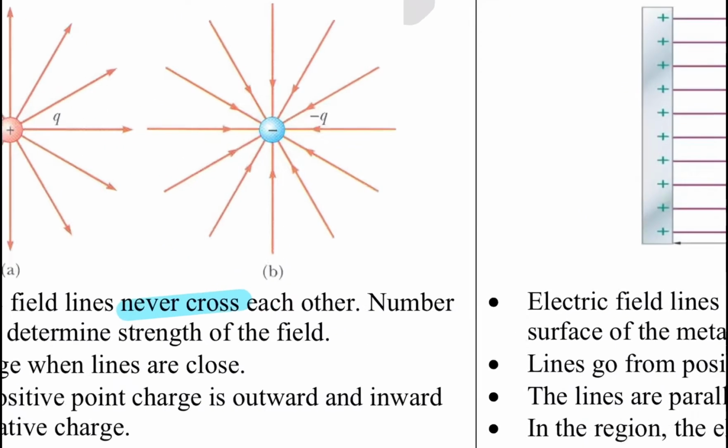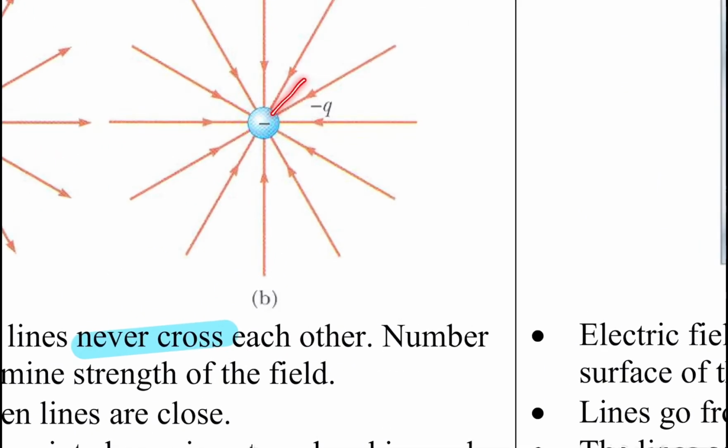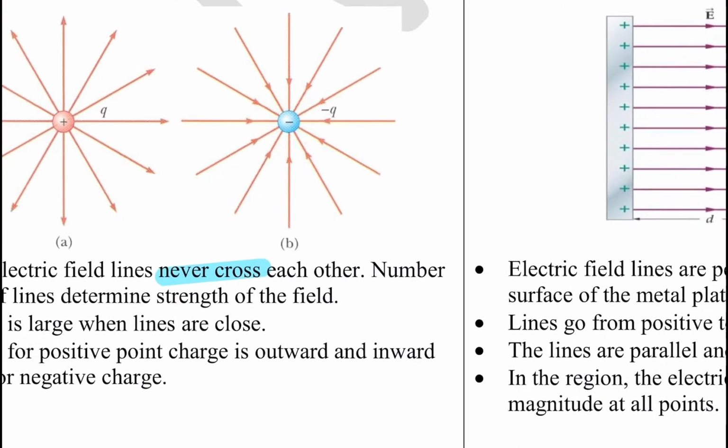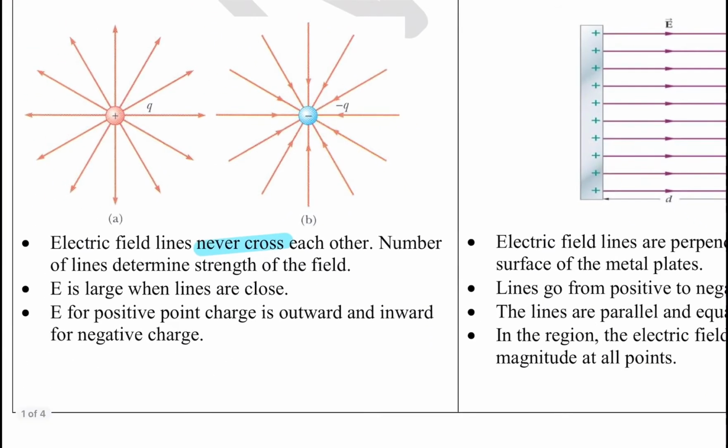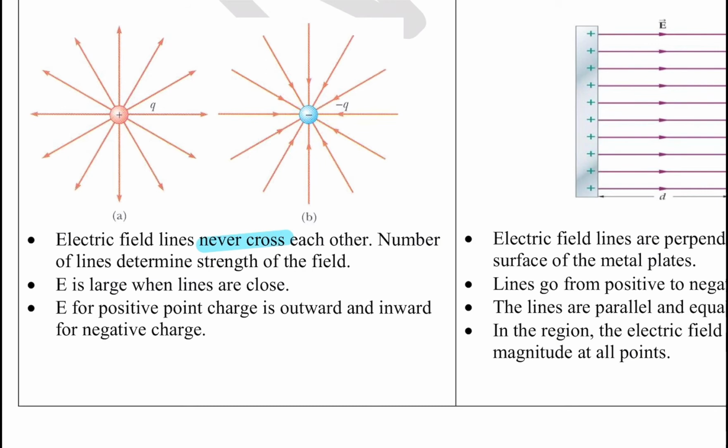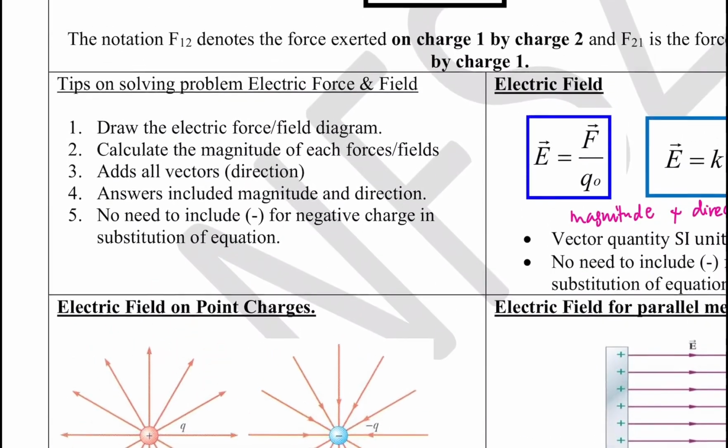So, kalau line kita macam ni, nampak tak? Kalau kita tambah lagi rapat. Lagi rapat, maksudnya dia punya electric field will be greater. E for positive point charge is outwards and inwards for negative charge. Positif keluar, negatif dia akan masuk. Keluar apa? Keluar charge. Okay, keluar. Saya selalu cakap keluar. Keluar apa? Charge ni dia keluar. Tu positif. Kalau charge masuk, tu will be negatif. Masuk charge, keluar charge. Okay.